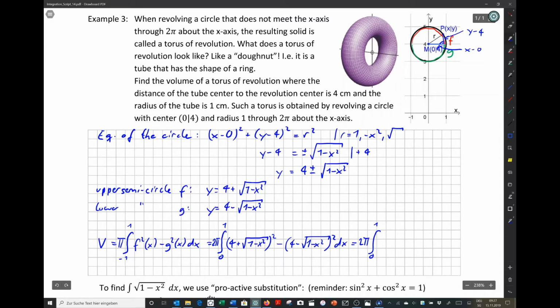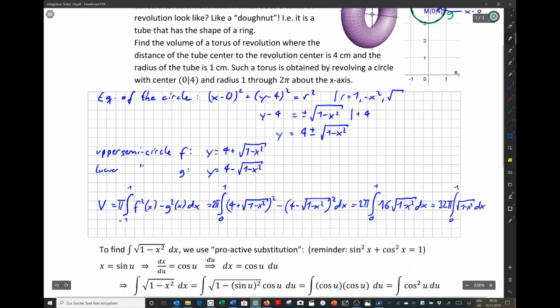So what remains in the end is just the central part, which is 2 times 4 times the square root of 1 minus x squared. Here we get the same thing but minus, and because of the minus here, it becomes plus. So we have 2 times 4 times this, and we have it double, so 4 times 4. So we get in the end 16 times the square root of 1 minus x squared dx, ending up with 32 pi times the integral from 0 to 1 of the square root of 1 minus x squared dx.